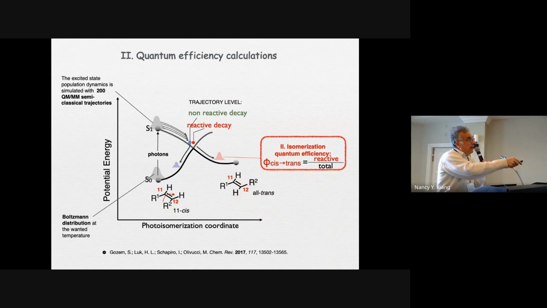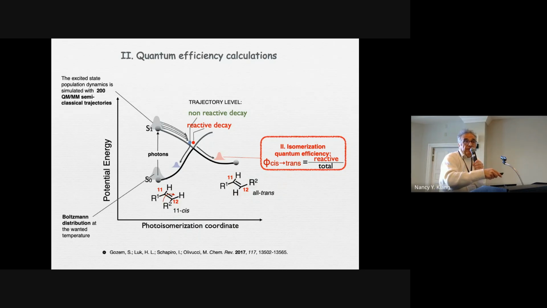And sooner or later, spontaneously, this model will reach a point of so-called conical intersection where the system is abandoning the excited state and is decaying to the ground state, okay? So this is called a non-adiabatic transition technically. So then you follow each trajectory. Some trajectories will reach the product side. That will be a successful isomerization. But some trajectories will also go back to the reactant side, and that will be an unsuccessful, non-reactive photoisomerization.